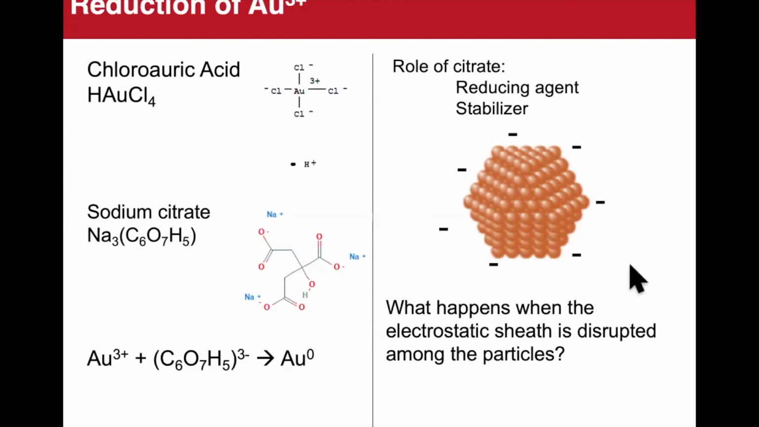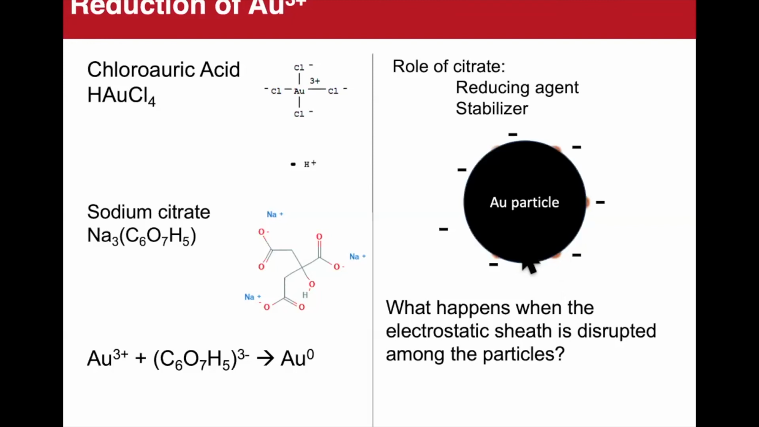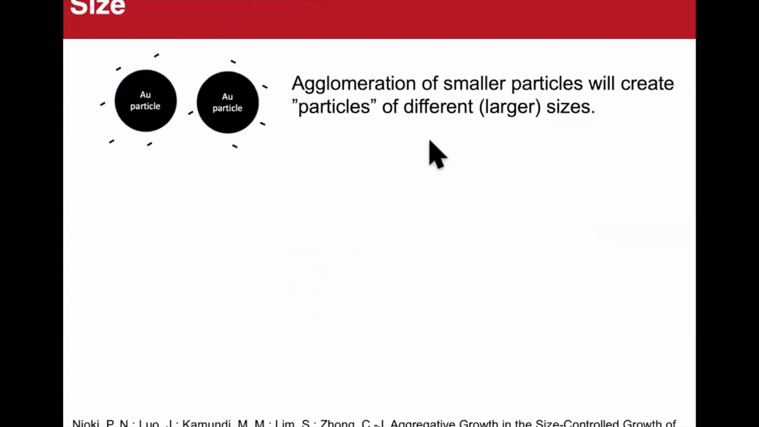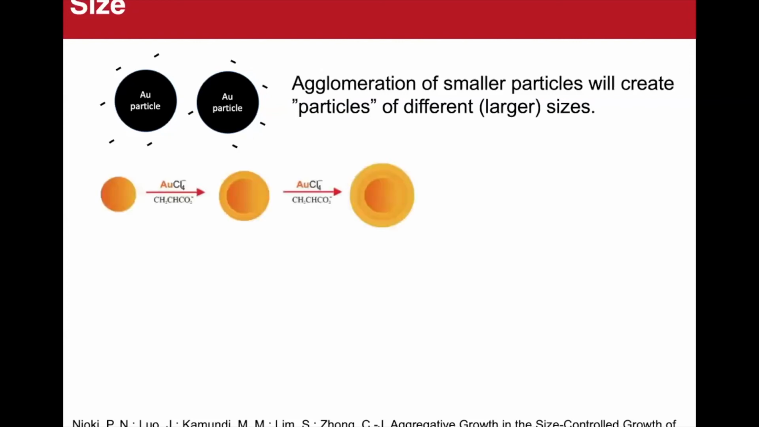So what happens when the electrostatic sheath is disrupted amongst each of the particles? And we'll treat each gold particle as some nice spherical particle here, even though you could see that there's some faceting on each of the gold particles. Well, when the sheath is disrupted, agglomeration of the smaller particles will create particles of different or larger sizes. So just by changing the electrolyte solution that the gold particles are in, you can actually agglomerate and form larger particles through agglomeration.